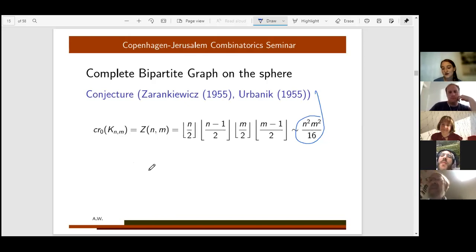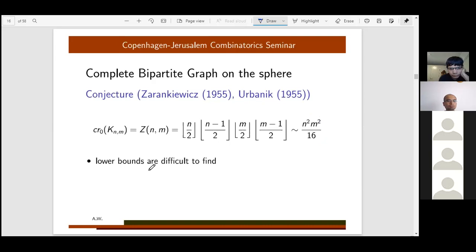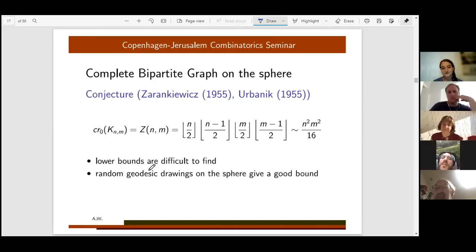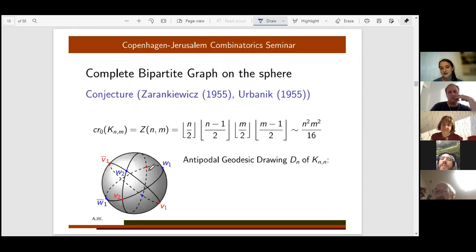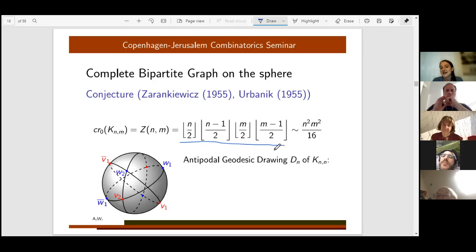Yes, so here also, similar to the complete graph, lower bounds are difficult to find, and random geodesic points on the sphere give a good bound. And here again, we can find drawings which exactly attain this bound, but these are not the drawings that were first found. So first, for the complete bipartite graph, you can draw it in the plane with straight line edges and attain a good bound, actually attain the Zarankiewicz bound. So here, using straight lines actually works.